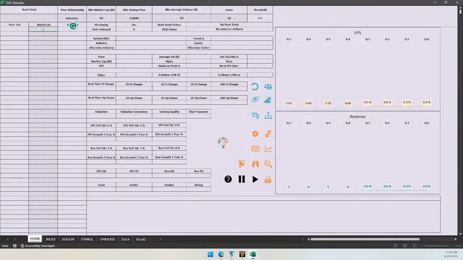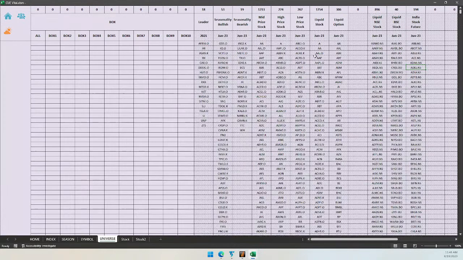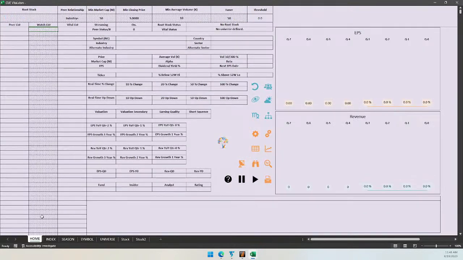Let's calculate their scorecard. In QVital you could use the root stock to calculate one stock scorecard. We could use a universe from the universe tab to calculate scorecard, or under watch list column you could simply type the symbols. So I'm going to do that now. Type SF and SFM.O, two of the symbols.